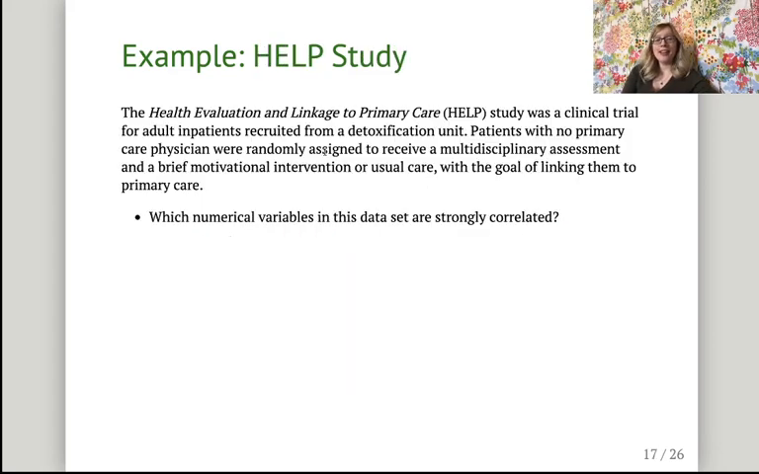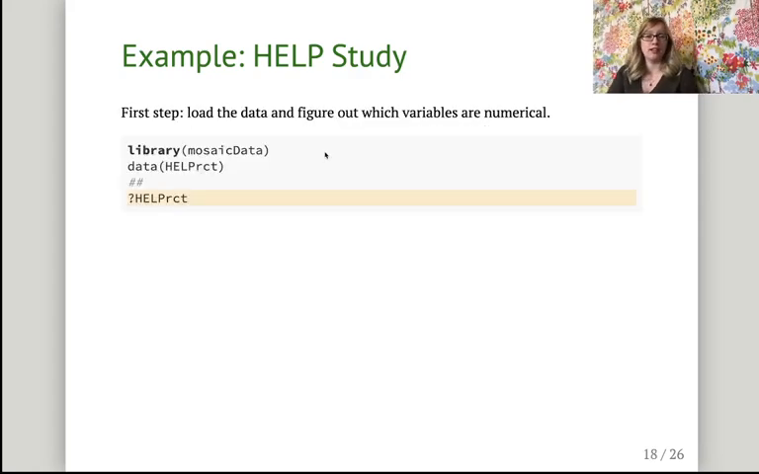So let's take a look at another data set. This data set comes from a study called the Health Evaluation and Linkage to Primary Care study. This was a trial done with adult inpatients who were recruited from a detox unit. The idea was if we can link those patients to a primary care provider or a physician, then they might be more successful in their post-detox treatment. So we'd like to know what variables in this data set are strongly correlated.